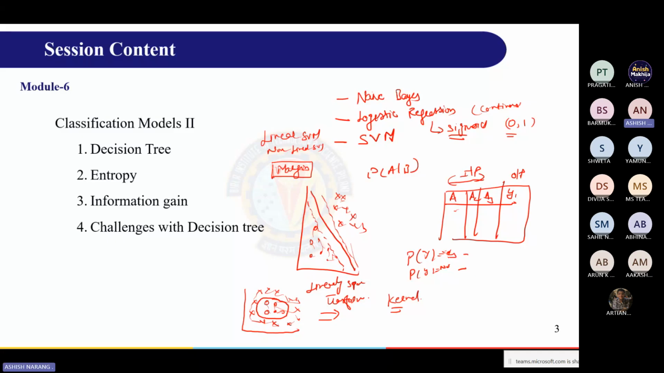No doubt. Should we move ahead to another kind of classification model, that is decision tree? This is a bit easy in interpretation and with easier mathematics. So I'm going to cover some mathematics today, but that is easier.